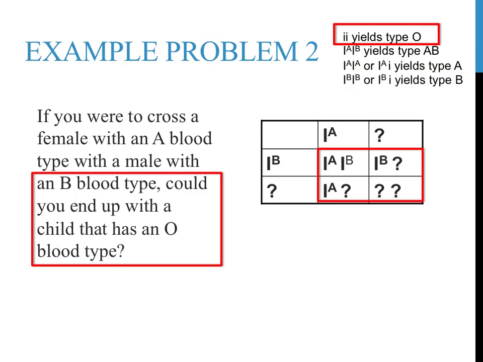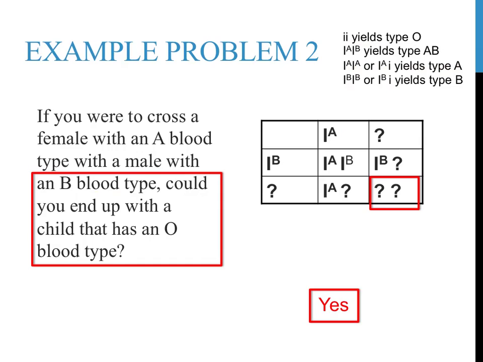What we're looking for for an O blood type is a genotype that is lowercase i, lowercase i. When we couldn't decide if an allele should be a capital I^A or a lowercase i, a capital I^B or a lowercase i, we placed a question mark in those boxes. What this means is that, theoretically, any question mark could be a lowercase i. Someone with an A blood type could potentially pass on a recessive allele, a lowercase i, to their offspring. Someone with a B blood type could, again, potentially pass on a recessive allele.